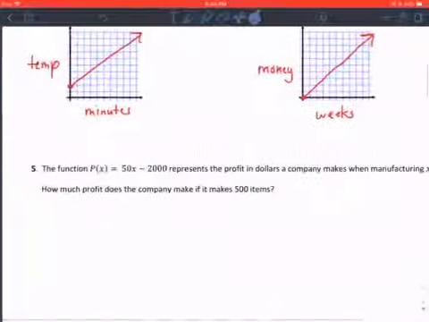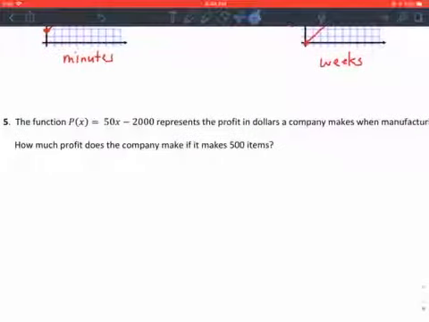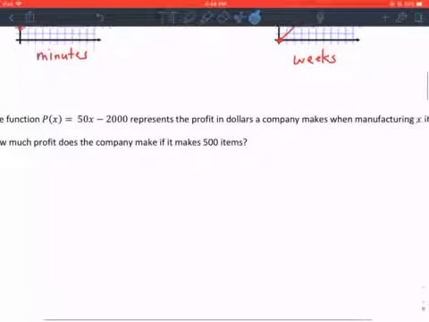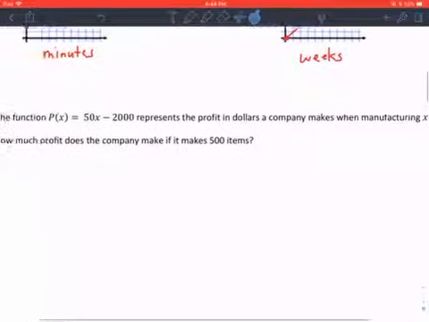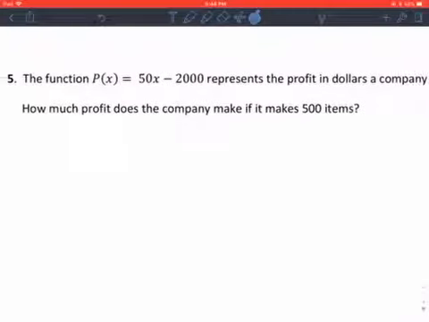Okay, and then let's look at number 5. Number 5 says the function P of x equals 50x minus 2,000 represents the profit in dollars a company makes when manufacturing X items. How much profit does the company make if it makes 500 items?